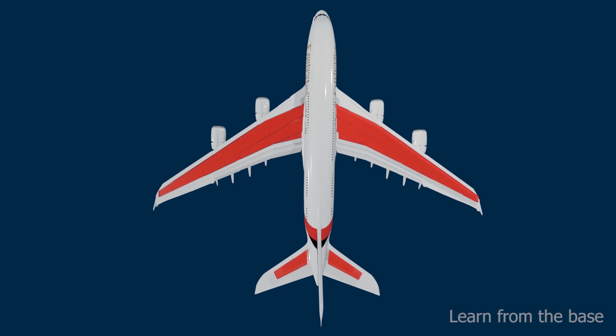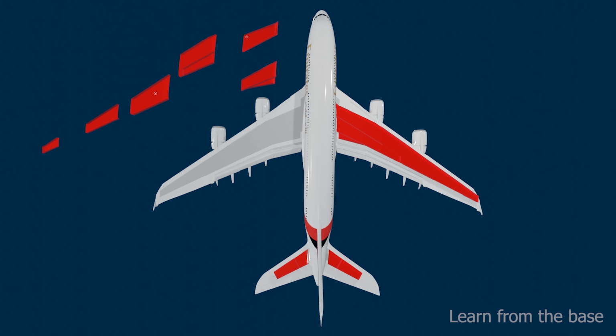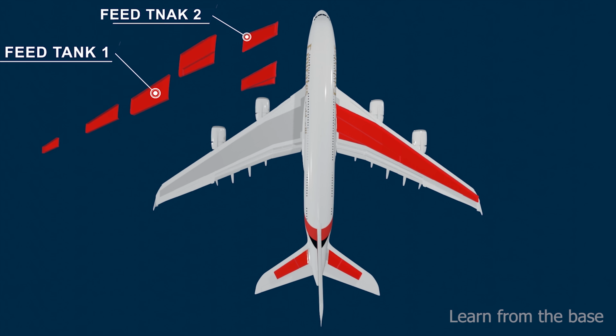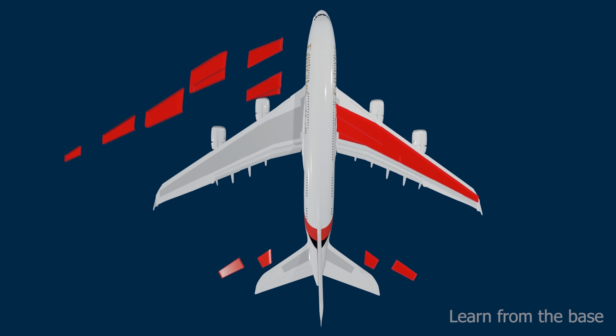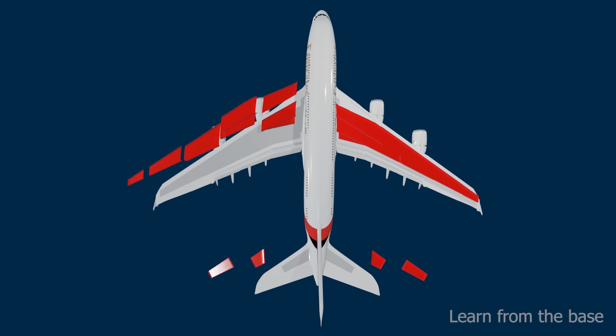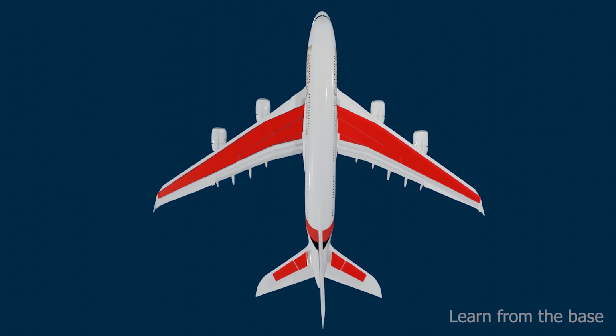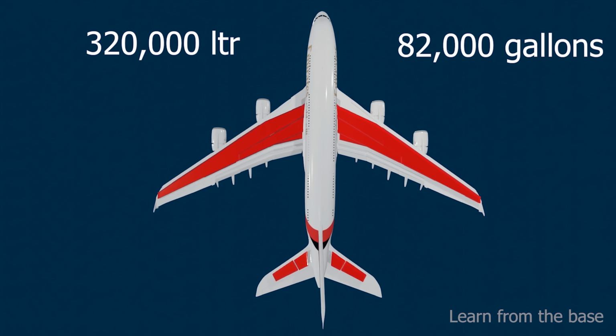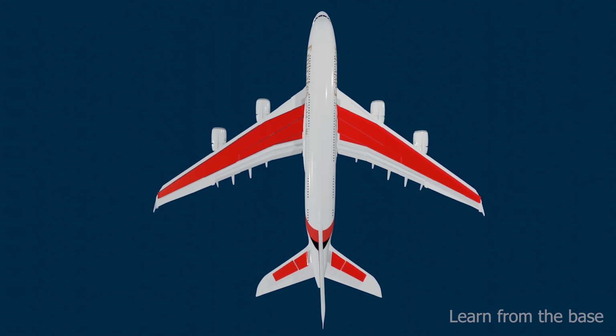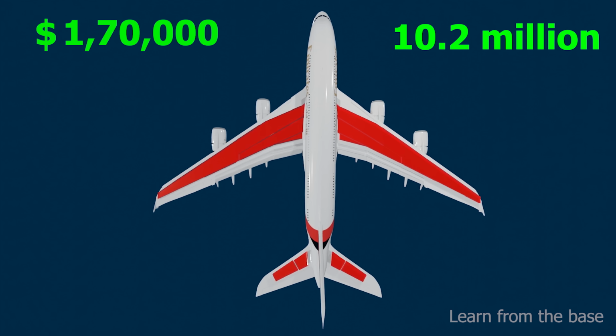The fuel tanks are located in the main wings and tail wings. The main wing tanks are separated into six parts. There are two fuel feeding tanks. The tail tanks are separated into two. The total fuel capacity of the tanks is 320,000 liters or 82,000 gallons. That is enough to fly around 17.4 hours. The cost of fully loaded fuel is around $170,000, or 10.2 million Indian rupees.